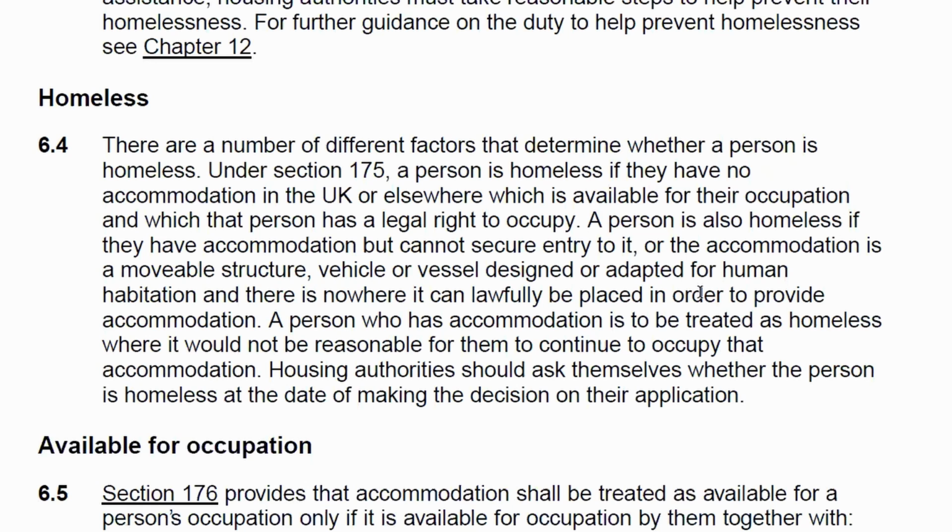A person who has accommodation is to be treated as homeless where it would not be reasonable for them to continue to occupy that accommodation. Housing authorities should ask themselves whether the person is homeless at the date of making the decision on their application.